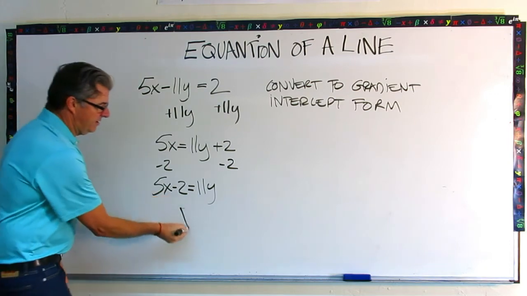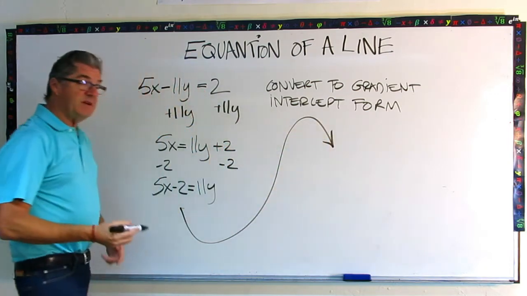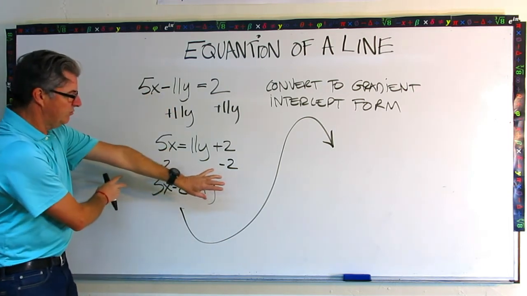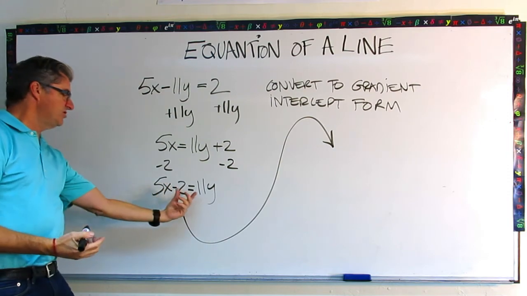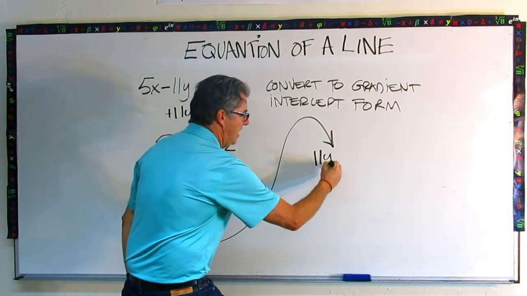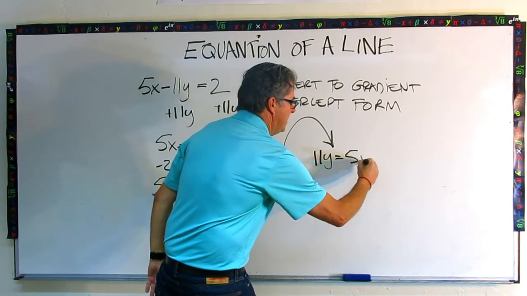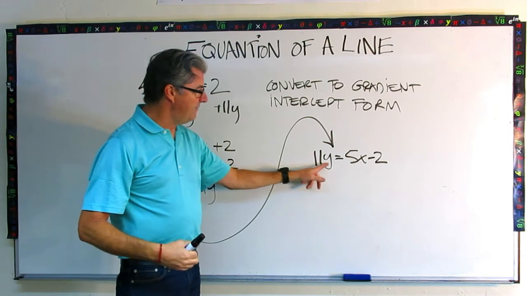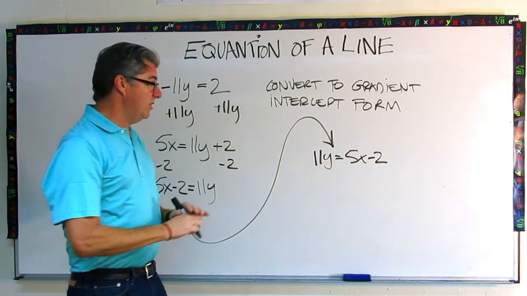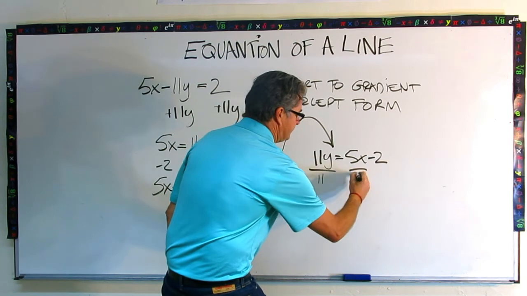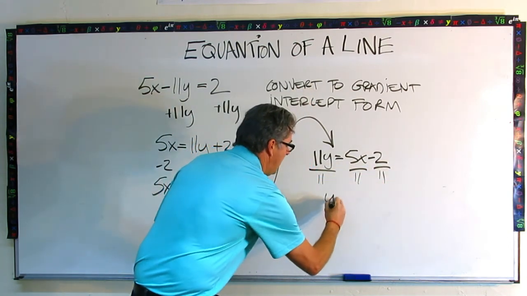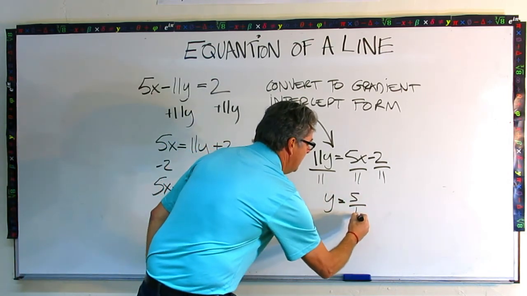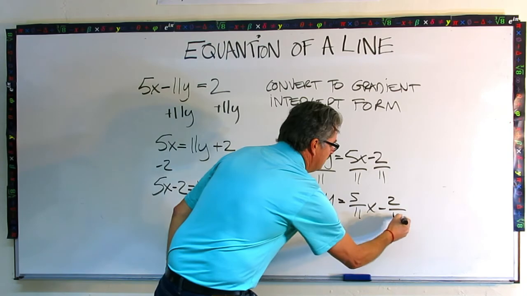Okay. Now I'm going to continue over here. Just because we like general form to have the variables on one side and the constant on the other side, I'm just going to do a switcheroo here. I'm not actually doing any algebra, I'm just changing the order of the equation. 11y equals 5x minus 2. Now my last step, I have to get the 11 off the y, so I'm going to divide both sides of this equation by 11. I'm going to get y equals 5/11 x minus 2/11.